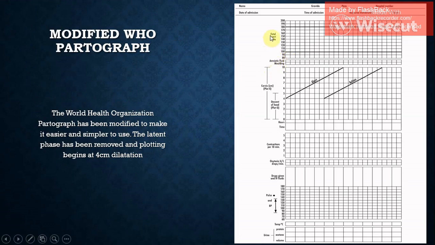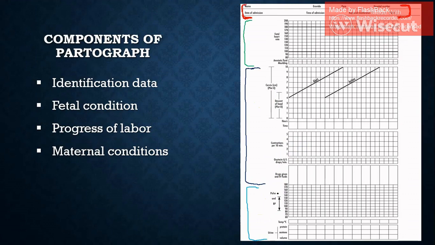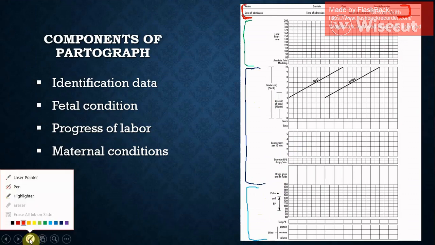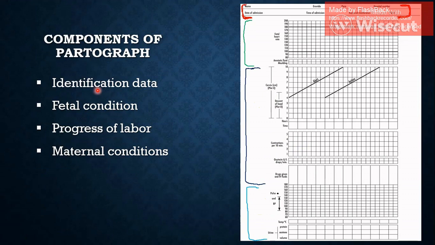It consists of various parameters like the fetal heart rate, the amniotic fluid, the cervical dilatation, the uterine contractions, and the maternal vital signs, including the drugs and medications which are administered during the course of labor. So coming on to the various components of the partograph, here we have the 4 main components. These include the identification data, the fetal condition, the progress of labor, and the maternal conditions.